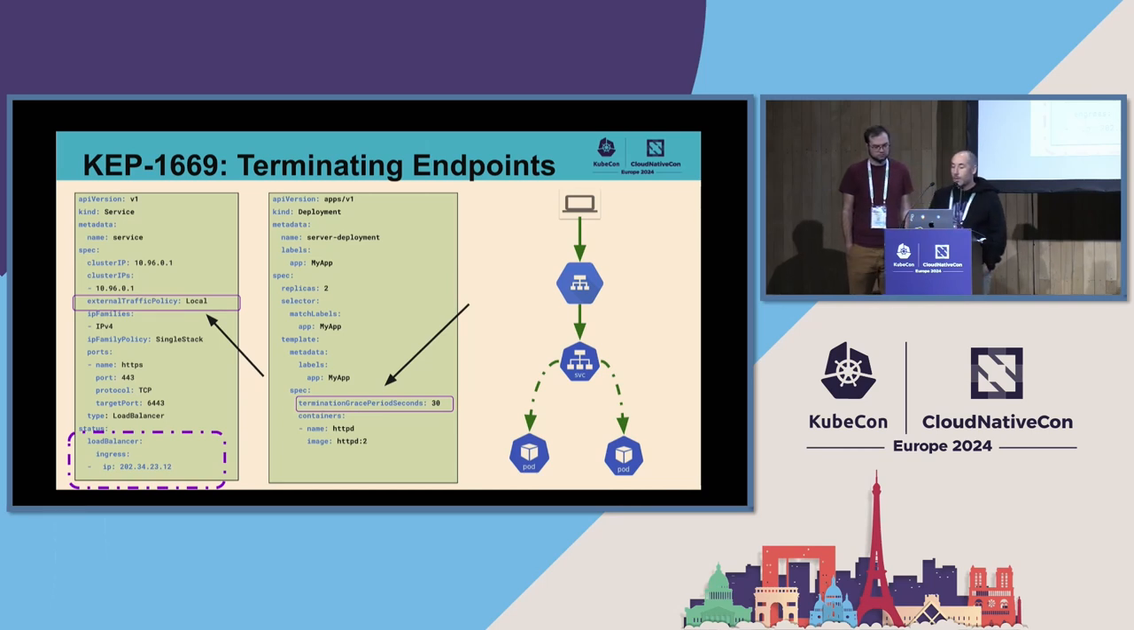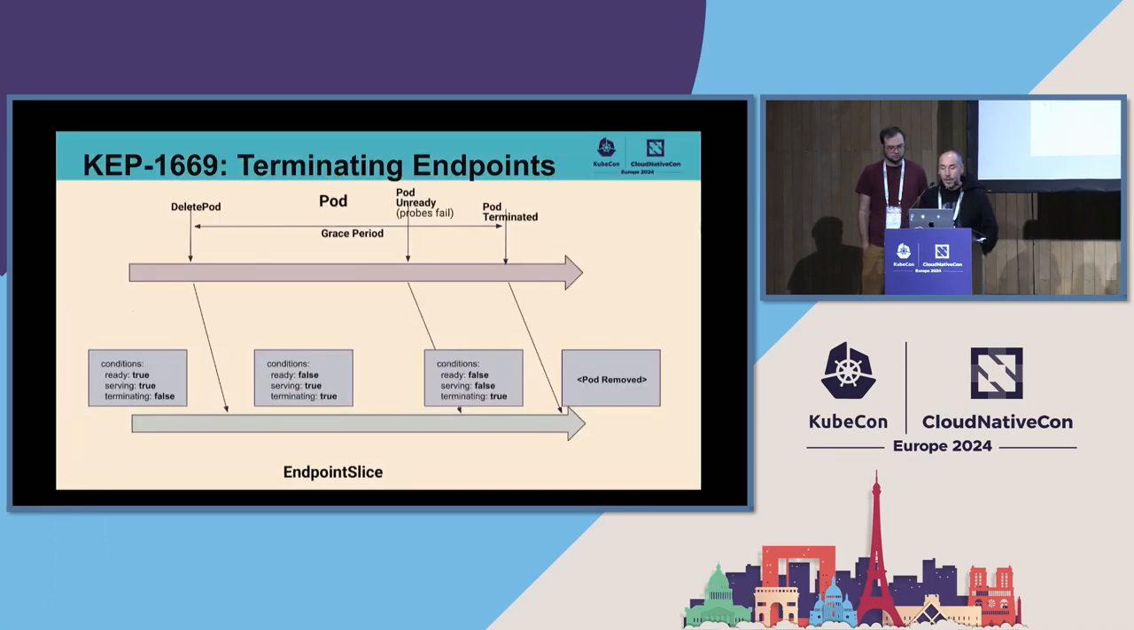1669 terminating endpoints, I started to struggle with how are we going to test this? Because the main point of this feature is for users to be able to have rolling updates with zero disruption, right? So this is a very tricky feature to test with a lot of timing, a lot of race conditions, and with multiple moving parts.